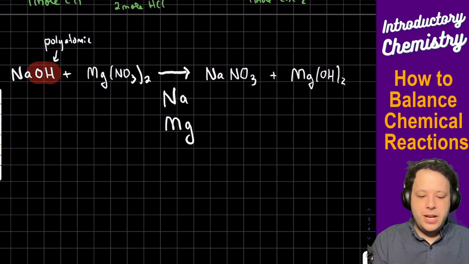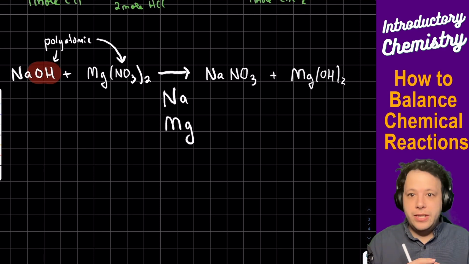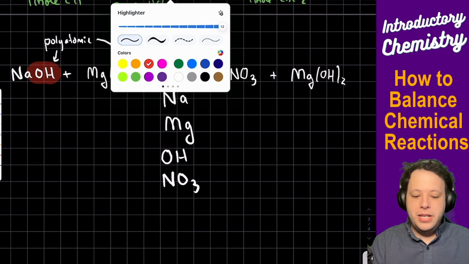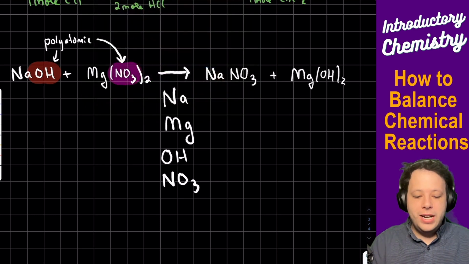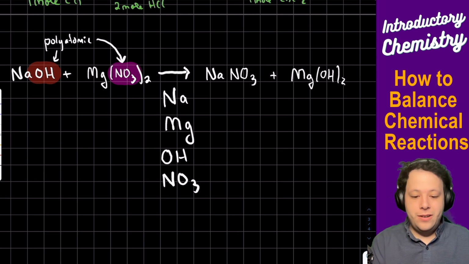And then we also have nitrate, which is a polyatomic. Write them down as one unit or one species when balancing. It's going to make your balancing life a lot easier. So we're going to write down our polyatomics. With these, make sure that you are able to recognize when you have a polyatomic. I'm going to show you why here in a second.